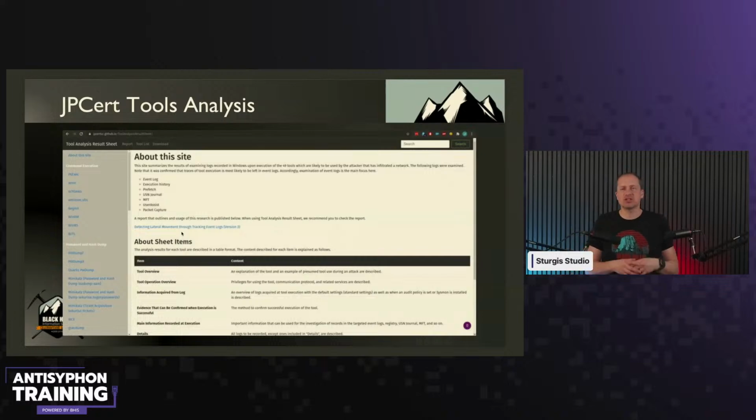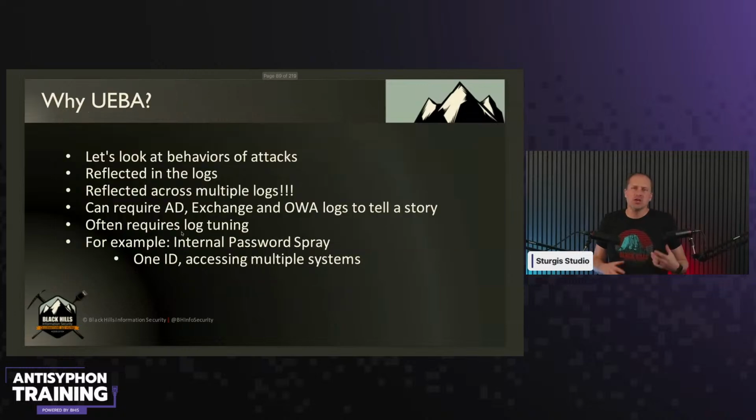And this was amazing because it showed that there are multiple logs, once again, on the individual host and on the domain controller that tell the entirety of the story about that particular attack or the usage of that tool. So if we're looking at UEBA, we're looking at a collection of logs to try to tell the entire narrative of that computer system. We look at it across multiple logs, which can require Active Directory, Exchange, Outlook Web Access, also IIS logs sometimes, to tell the narrative and the story. And it often requires a variety of different log tuning techniques to make sure that we're getting the right logs.